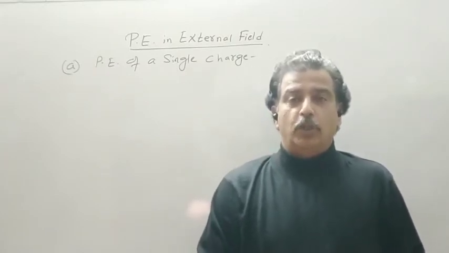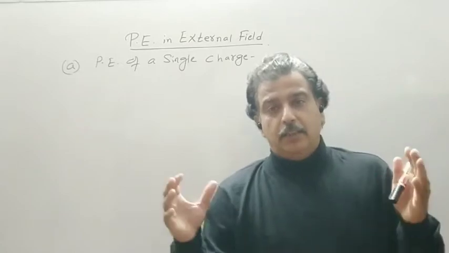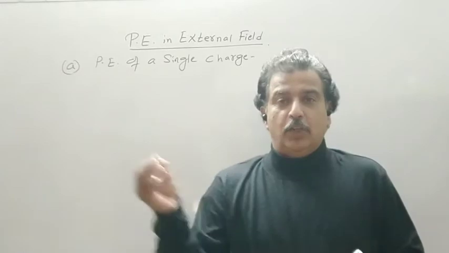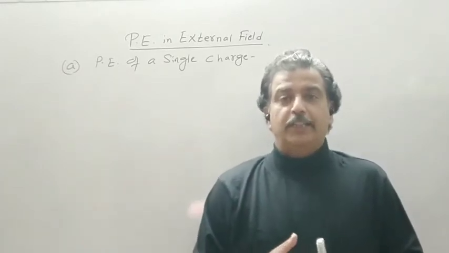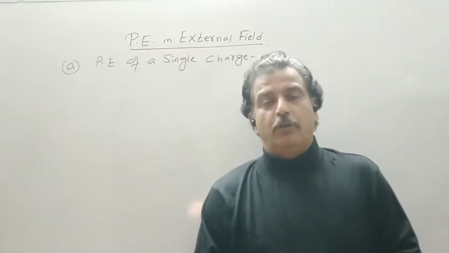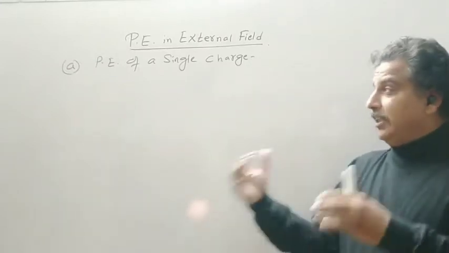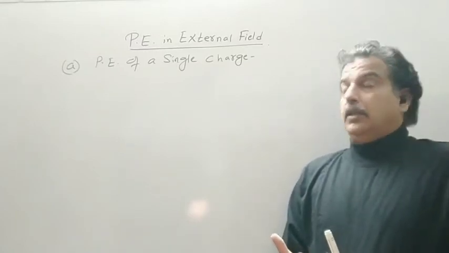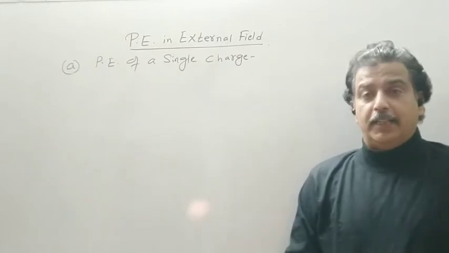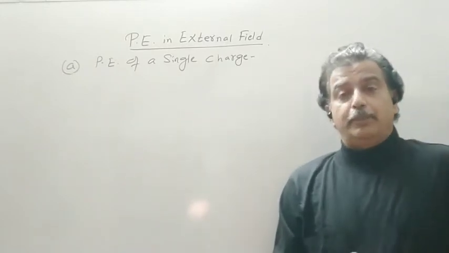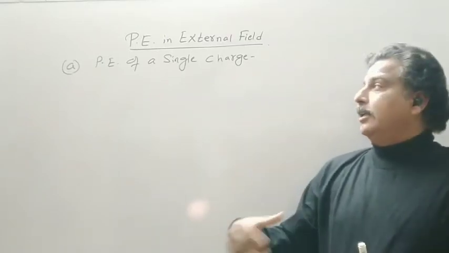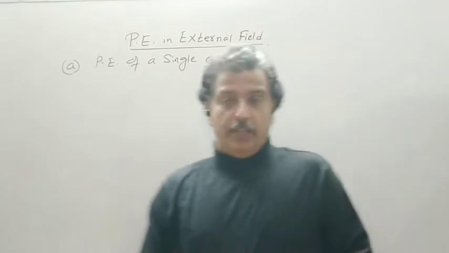That is, the work done was 0. Then that charge created an electric field around it. And now when the second charge was brought, we did the work against the electric field of the first charge. And this work done was stored in the form of potential energy. Now in a system, an external field is already there, and now you have to bring a positive charge or you have to place a charge in that external field.